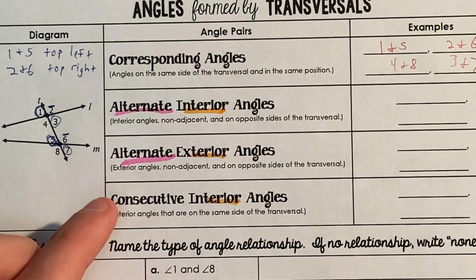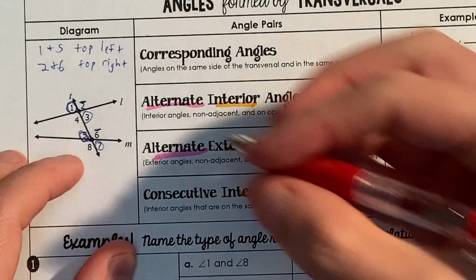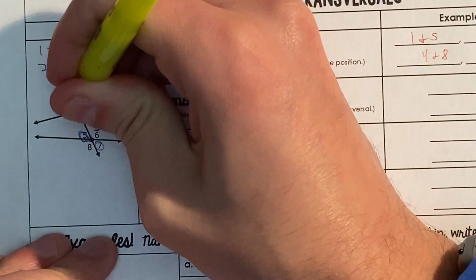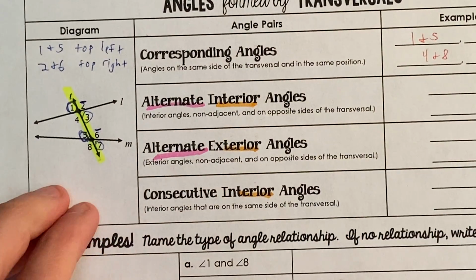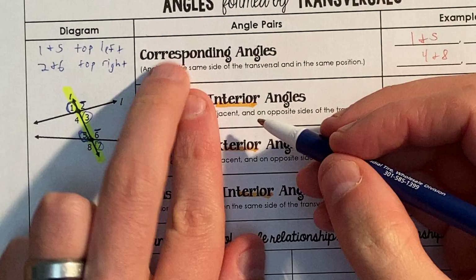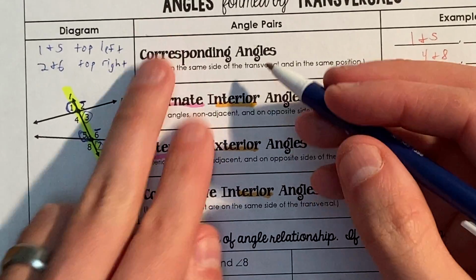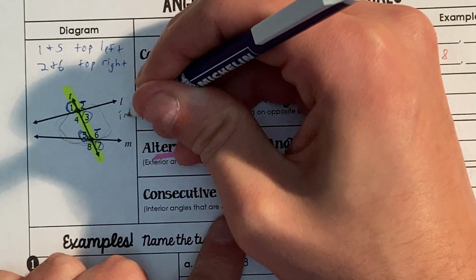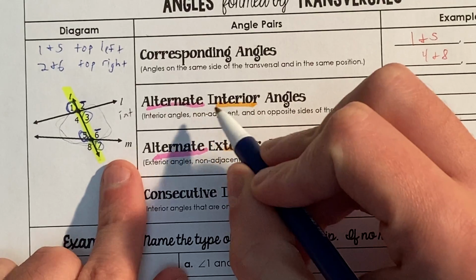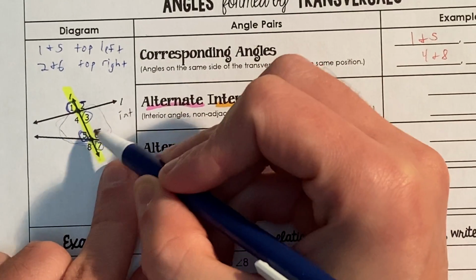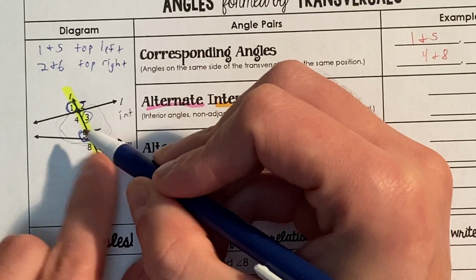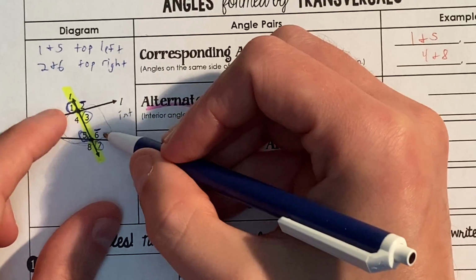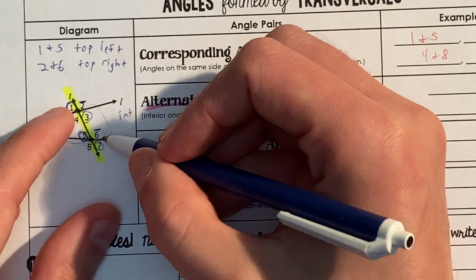Alternate interior. So alternate again means they're on opposite sides of this transversal. I tend to look at the interior or exterior part first. Interior is the part right here. So if I'm looking for alternate interior, first of all, I can only be talking about the 4, 3, 5, 6 because those are on the interior. And then for alternate, that just means they're on opposite sides. So like the 4 and the 6 and the 3 and the 5, they're on opposite sides.